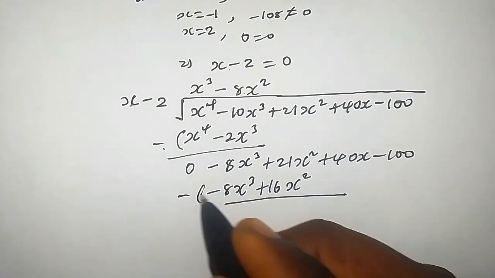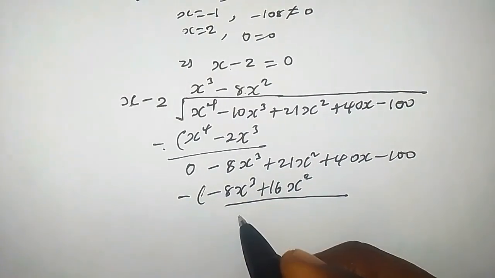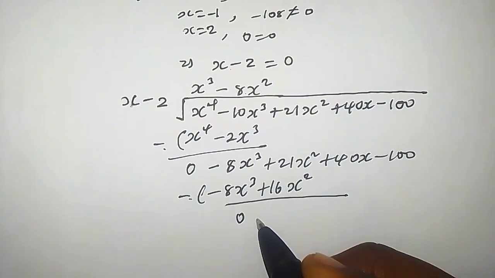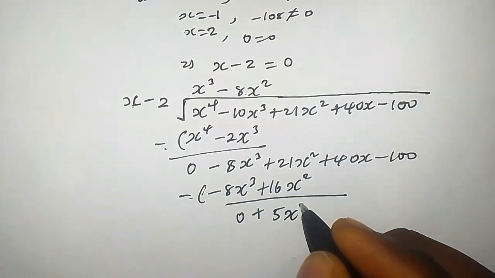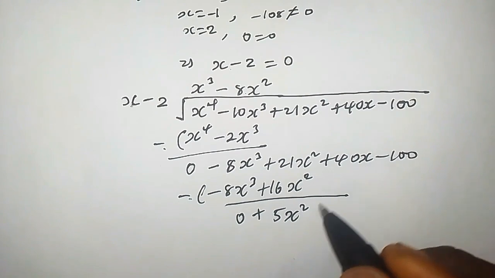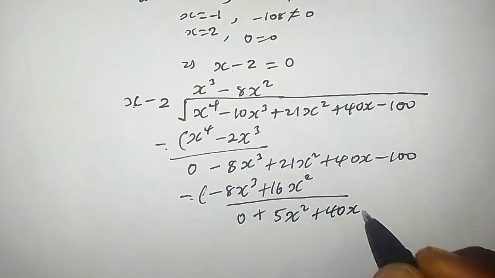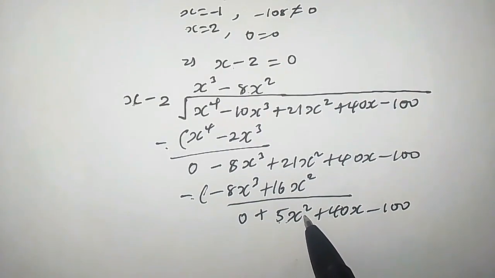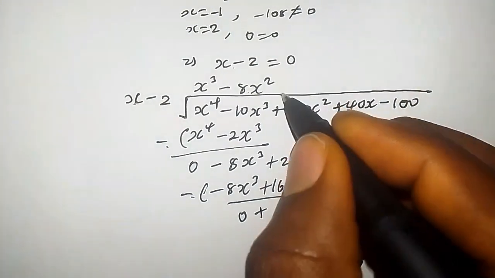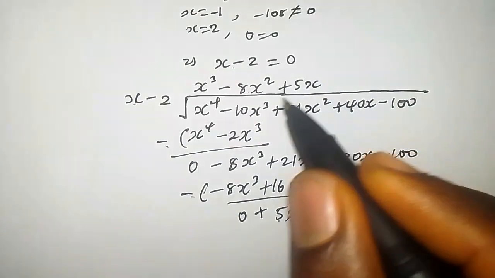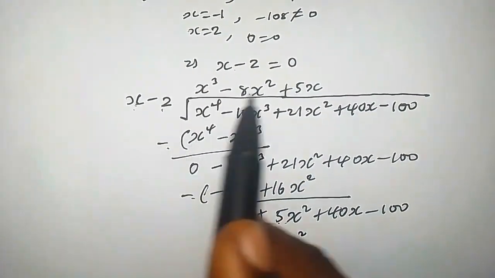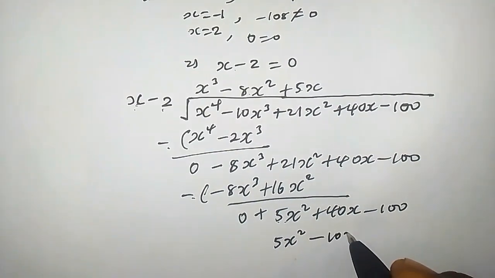So we just do the subtraction again. So this gives 0. 21x squared minus 16x squared, that is plus 5x squared. So we just bring these two down, plus 40x minus 100. So let's divide again. 5x squared over x, that is plus 5x.